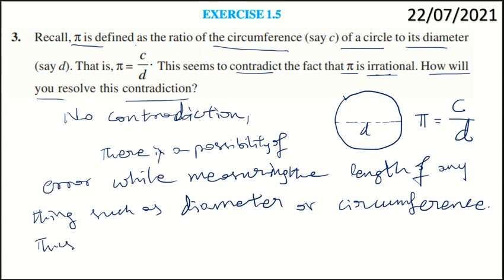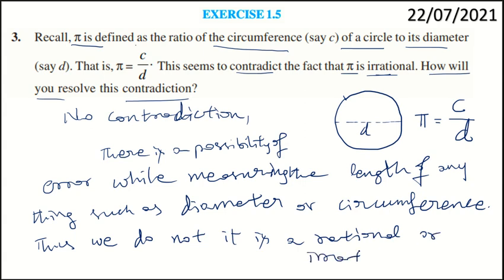Thus, we do not know whether it is rational or irrational while measuring, because both rational and irrational numbers lie on the same number line. So, that is why there is no contradiction. It is clearly pi is an irrational number. Okay.